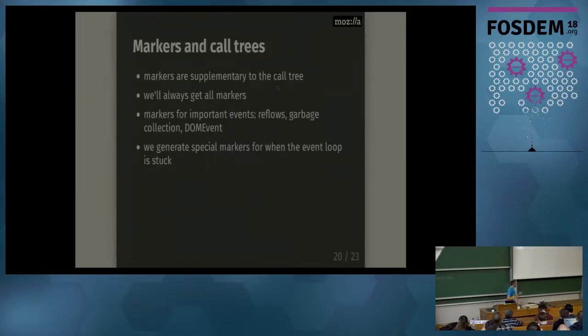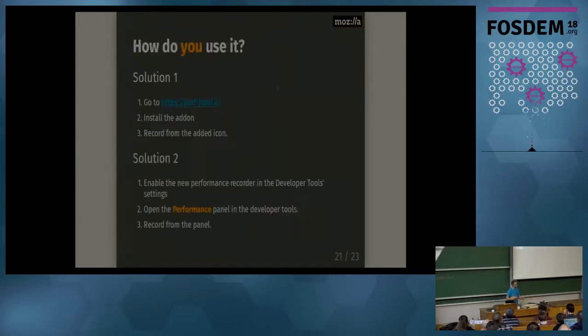So what's good with markers is that you never miss them. It's not like a sampling thing. It's just that if you put a marker, you will get it in the profile, even if you don't sample at the right place. So that's why it's complementary to the call tree.